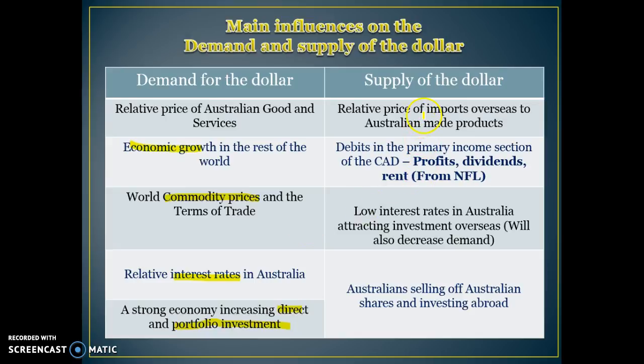Supply goes up when there's more importing, or when there's more debits because there's more profits or dividends or rent flowing overseas. Or if we have low interest rates, because Australians will then be encouraged by the investment options and therefore the return that they will get overseas, and therefore will be investing their money in overseas markets. Or Australians selling off Australian shares and investing abroad can happen as well.